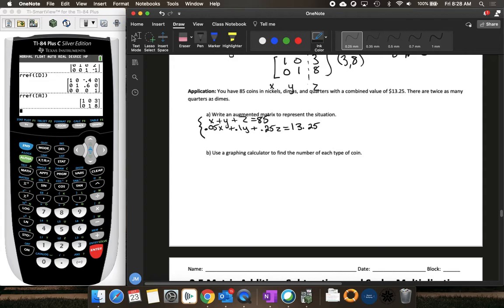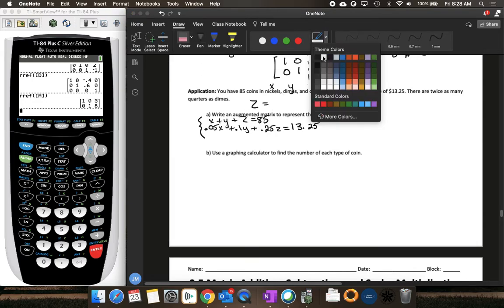Finally, we have twice as many quarters as dimes. So the number of quarters z is twice the number of dimes. In other words, z is equal to 2y. Now, you need all the variables on one side of the equation. I guess I should have said 2y, not 2d there. Let me get that fixed first.